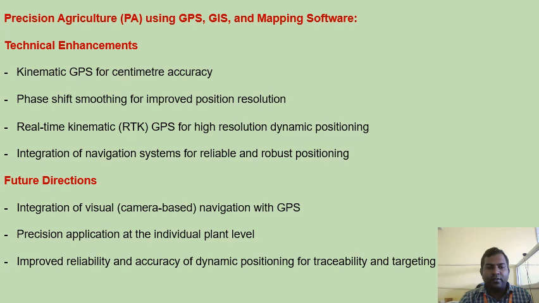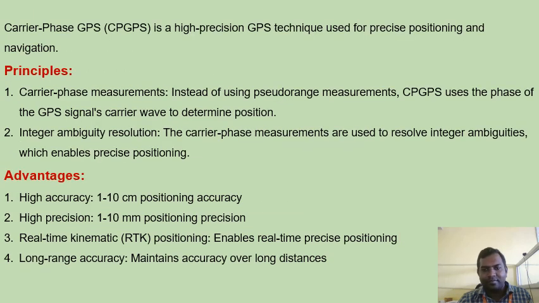In that aspect, the future directions are visual based navigation with GPS, and precision application at the individual plant level. At the individual plant level, precision application variation can be seen, along with improved reliability and accuracy of dynamic positioning for the traceability and targeting of the crops.